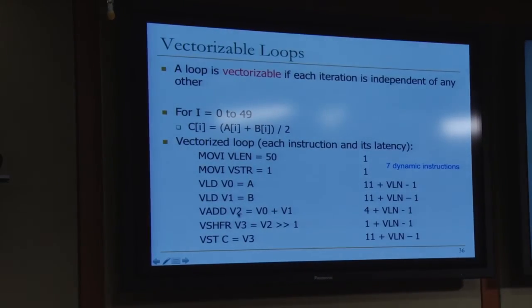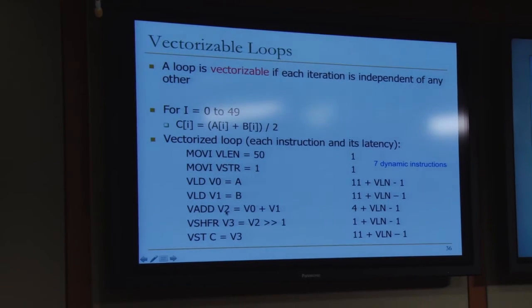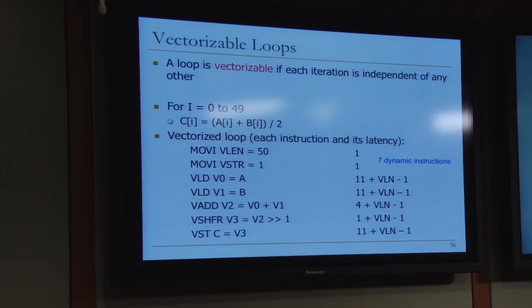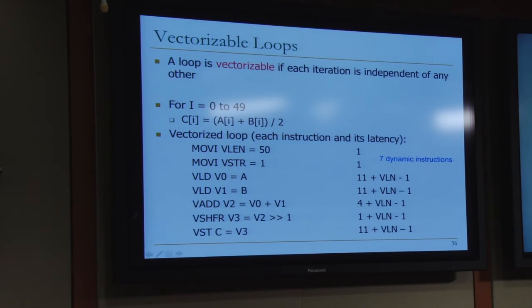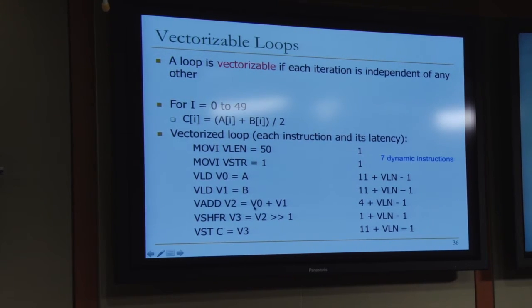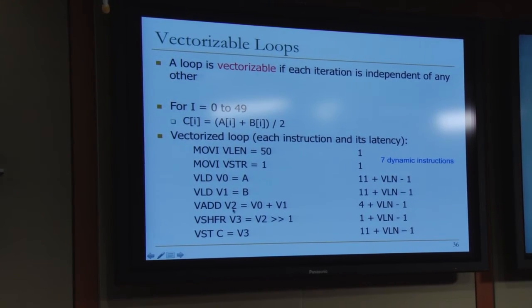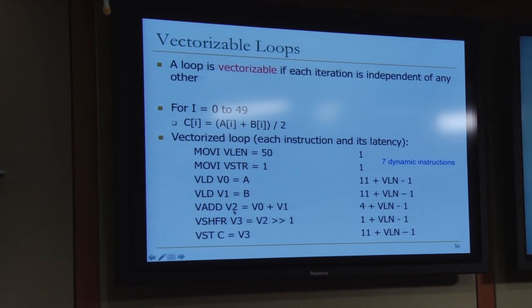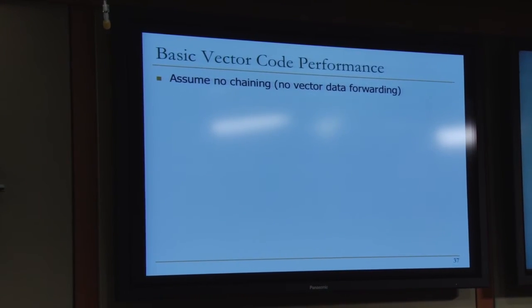Now, if you think about it, this doesn't have to be the case, because when one element of each of these is loaded, you can start the add of those elements. But we're going to assume that that's not the case. You have to load all of the elements into vector register 0 and then vector register 1, and then you do the add. And this add needs to add all of the elements, and then you start the shift. You have to do that if you don't have data forwarding. This is like an in-order processor without data forwarding.